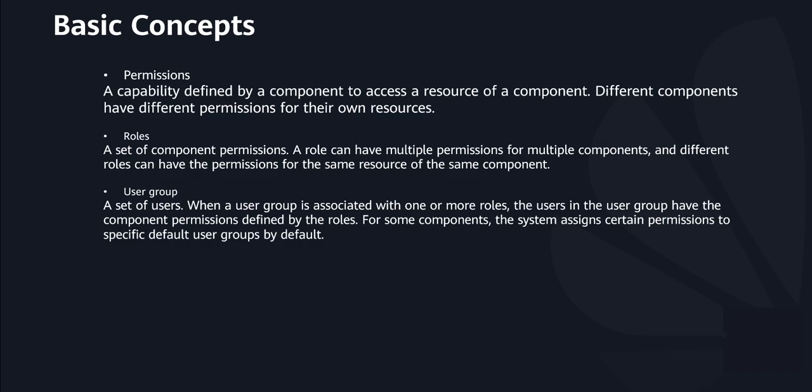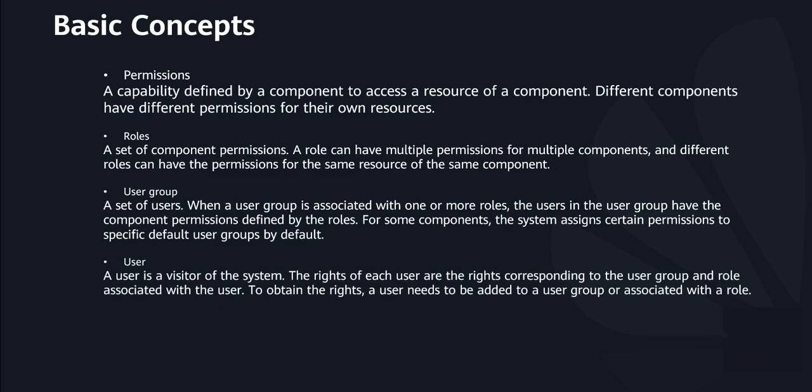For some components, the system assigns some permissions to specific default user groups by default. A user is a visitor of the system. The rights of each user are the rights corresponding to the user group and role associated with the user. To obtain the rights, a user needs to be added to a user group or associated with a role.